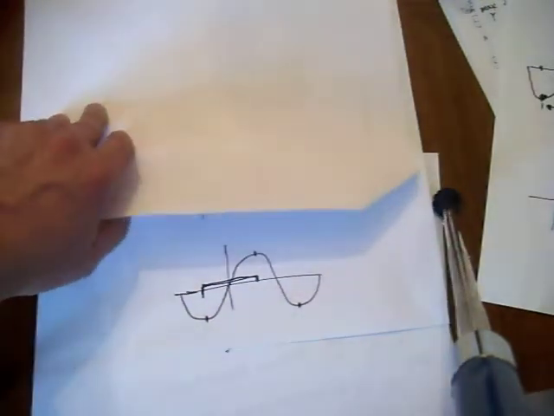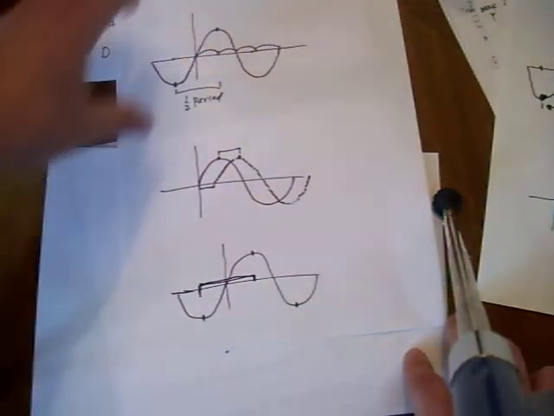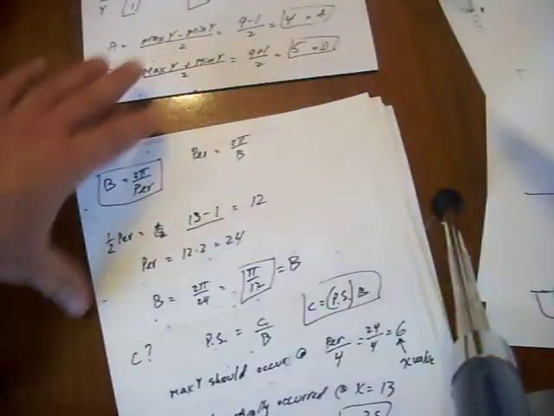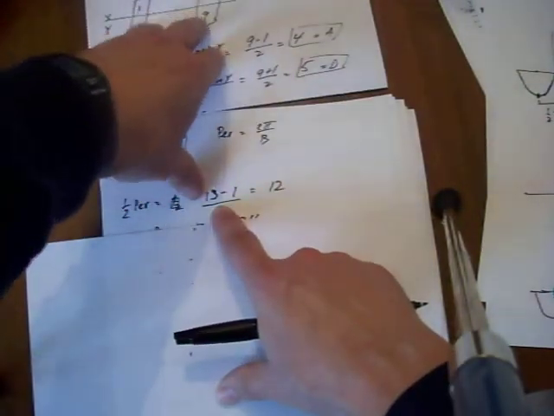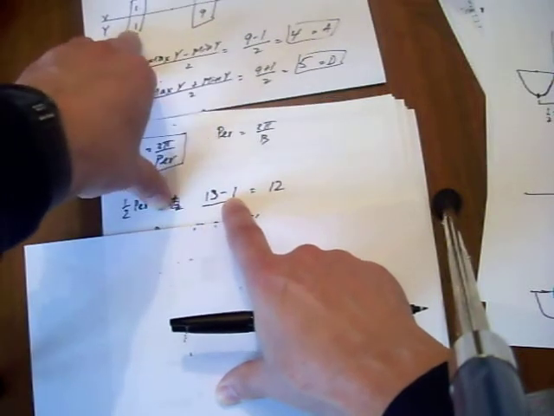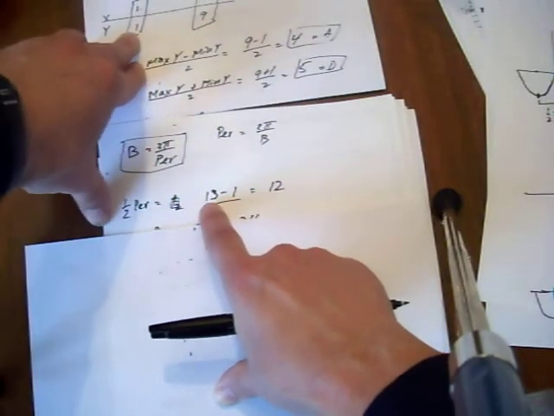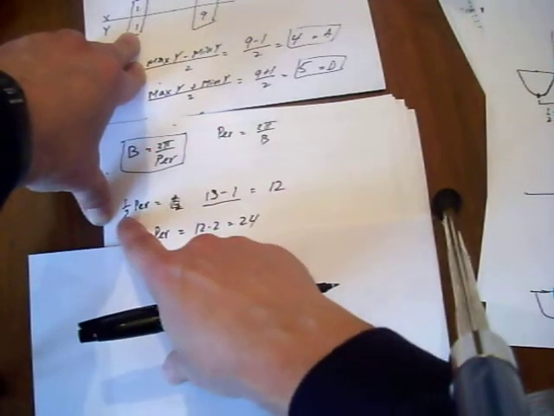So in the data problem, half the period will equal the x where my maximum y occurs minus the x where my minimum y occurs. And in our case, it's 13 minus 1 equals 12, but that is only half the period.